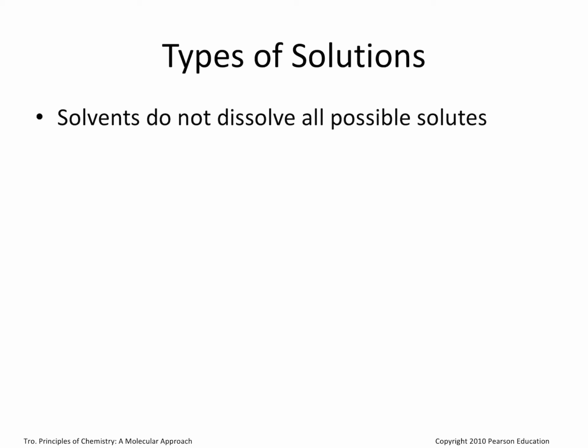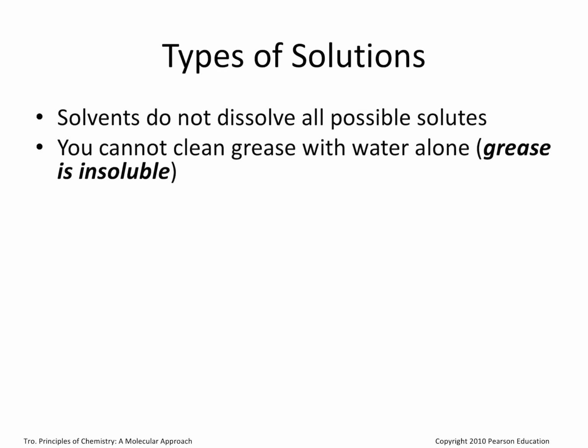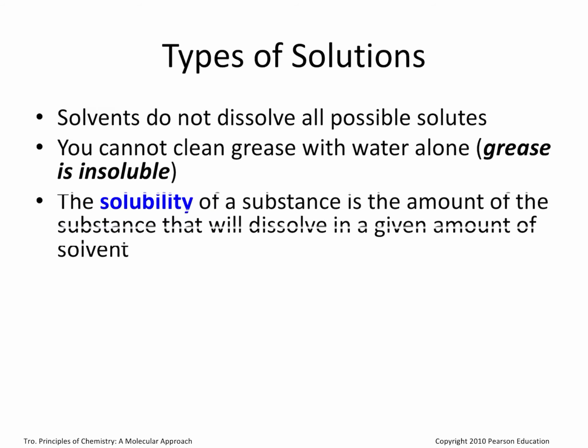Now, that doesn't mean that any solvent is going to dissolve all types of solute. There are some restrictions to that. So solvents don't dissolve all possible solutes. For example, if you have grease, you can't really clean it with water because grease is insoluble. So the solubility, how much of a substance can dissolve, is the amount of the substance that will dissolve in a given amount of solvent.